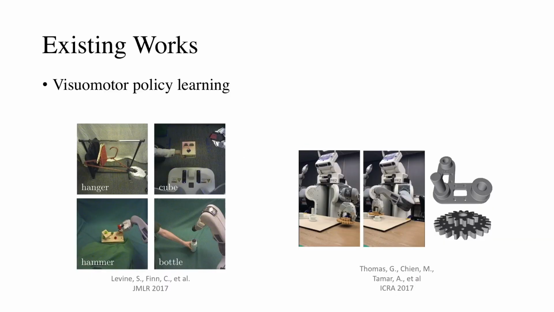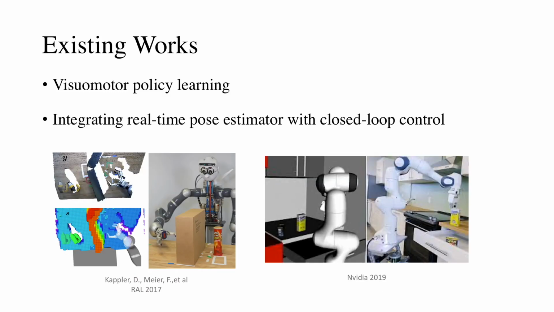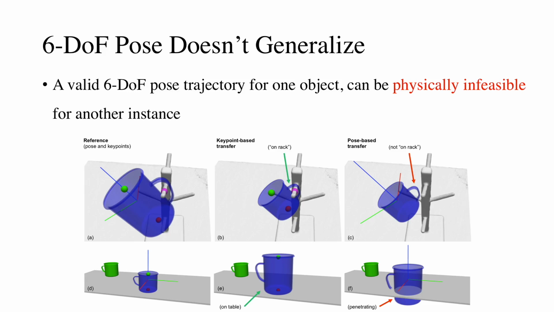Of course, we are not the first to study vision-based context-rich manipulation. In particular, many works learn a visual motor policy using data-driven algorithms. However, how to efficiently generalize the trained policy to new objects or task setups remains an active research problem. Another series of work integrates a real-time pose estimator with closed-loop control. However, if we directly deploy this method to potentially unknown objects, we are facing the same problem as KPAM, that is, a valid pose trajectory for one object can be physically infeasible for another instance.